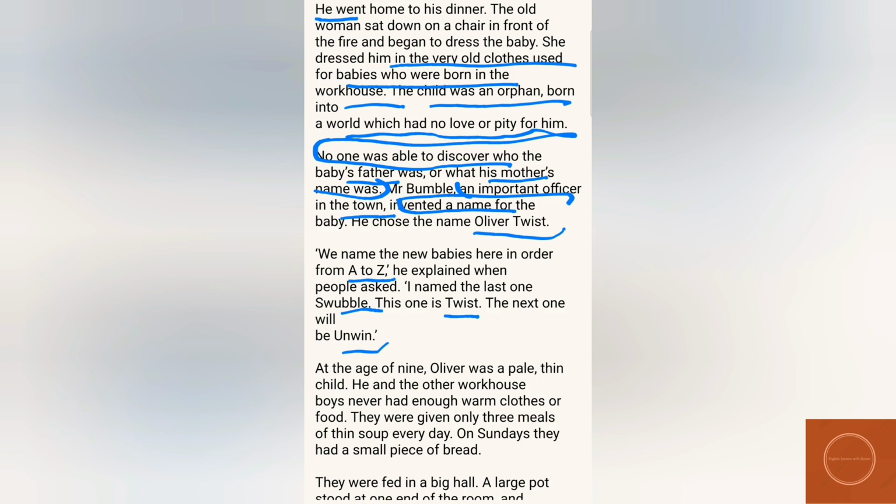He and the other workhouse boys never had enough warm clothes or food. They were only given 3 meals of thin soup every day. On Sundays, they had a small piece of bread. So this shows what life Oliver Twist had.